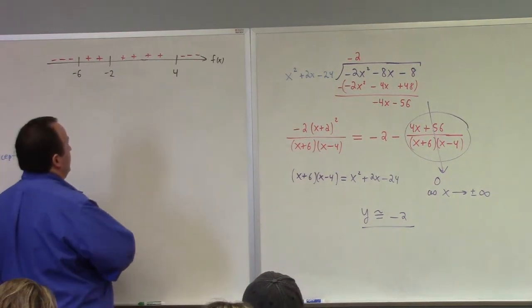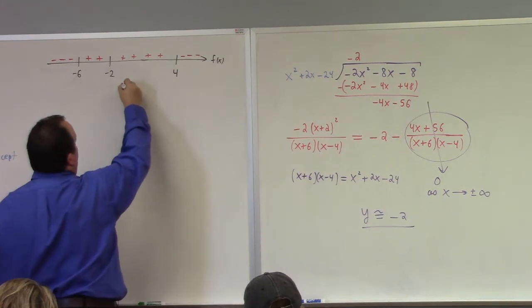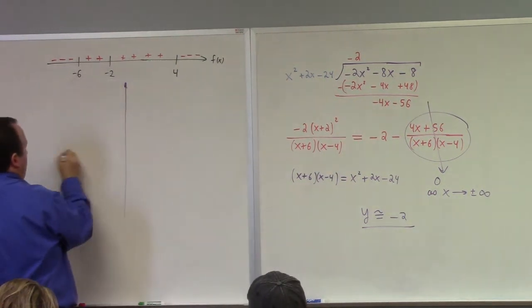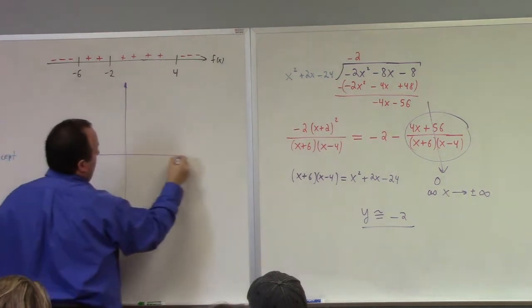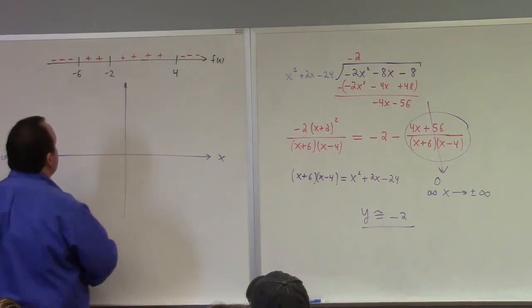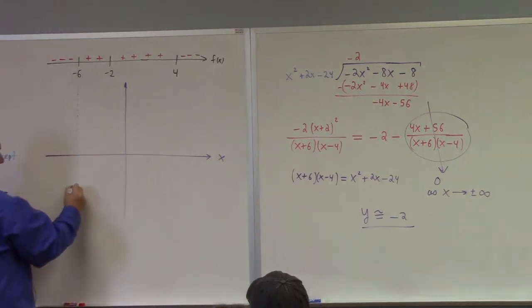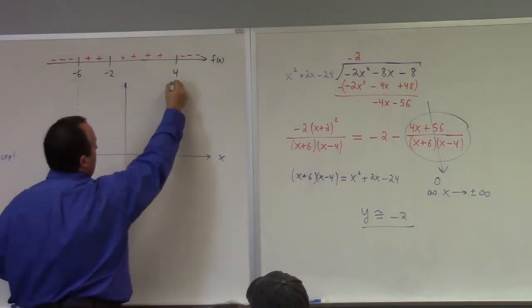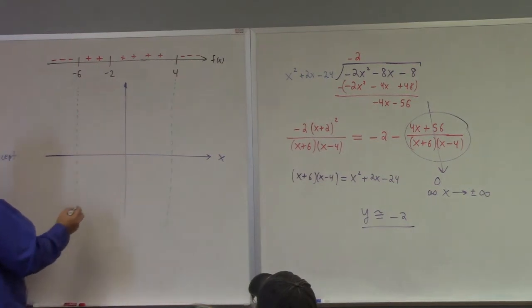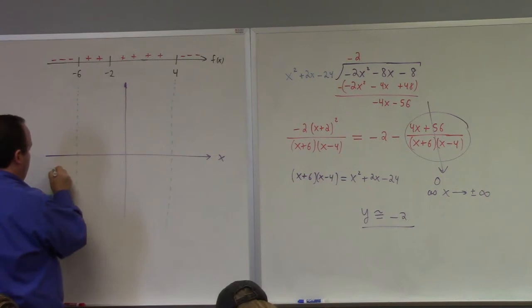All right, so let's get the graph going here. Here's my handy dandy y-axis, and here's my x-axis. Let me put in my vertical asymptotes. I usually try to make those dotted lines. And over here, you've got one of them. I also know that I have a horizontal asymptote of minus 2 here.